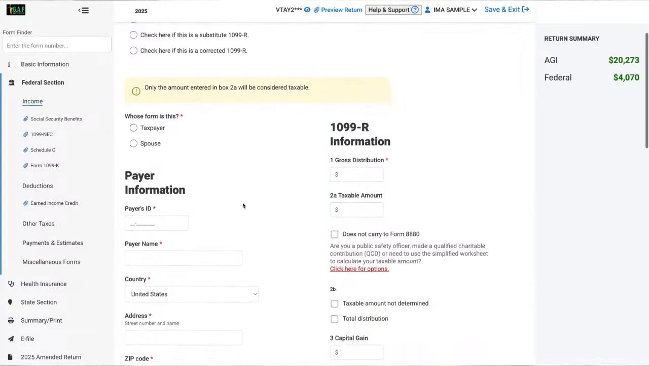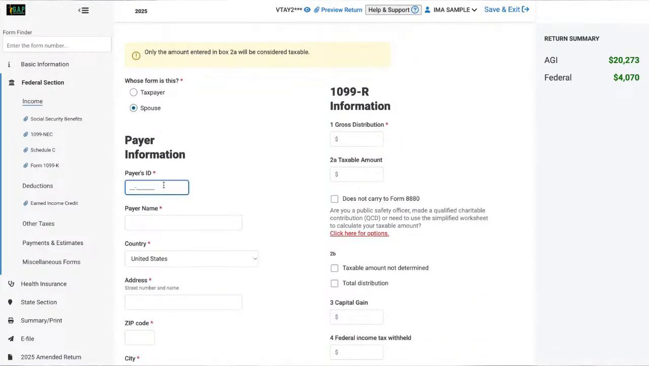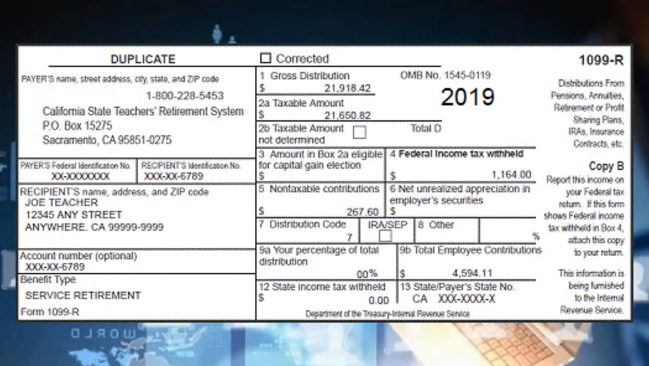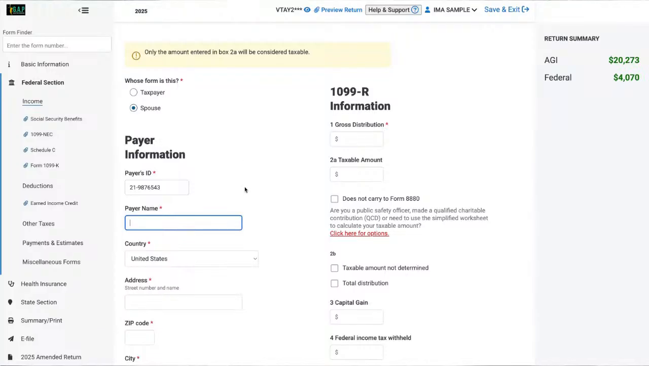This is for not the primary, but the secondary taxpayer. Taxpayer's ID. This is the payer's information. Shouldn't that have auto-populated? Oh, the payer, excuse me. It should be at the top left, but it's blank. So we're just going to put in a fictitious number. I'm going to put in 21 and then 986765543, whatever. Hope that's okay.